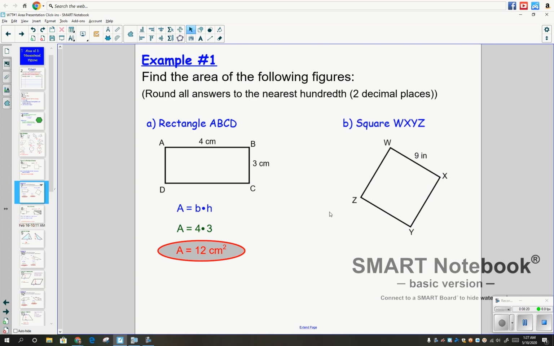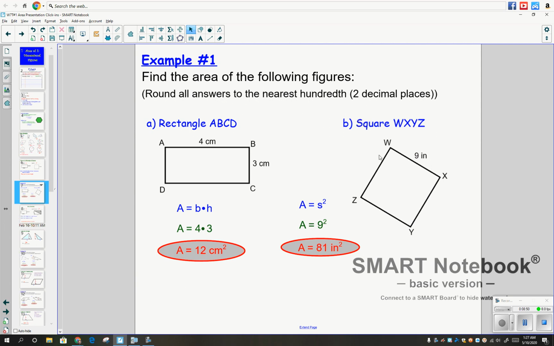How about a square? How do I find the area of a square? Well, it's s squared. All sides are equal in a square. What's the length of each side in this particular square? 9. So my area is going to be 9 squared. 9 squared means 9 times 9. 9 times 9 is 81 inches squared. We take the unit of measure, and it's inches squared.